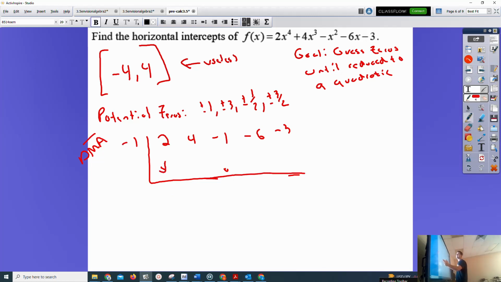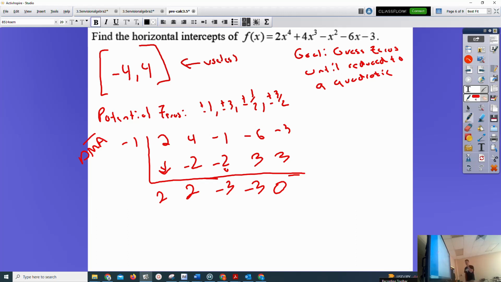See what happens. So you drop the 2 still. You multiply and you add. That'll give you 2. You multiply, you'll have a -2 and -1, which is -3. And if you multiply, you'll have a 3. And if you add down, you'll have a -3. And if you multiply, you'll have a 3. And you have a 0. And now you're happy. You have successfully reduced it down from x to the 4th into x cubed.